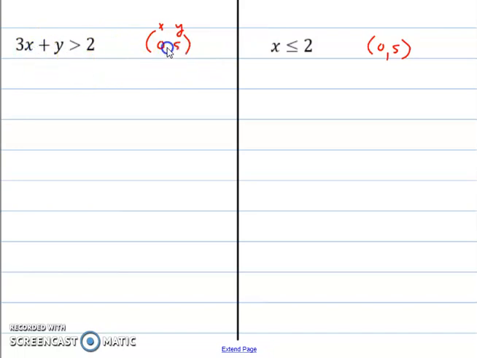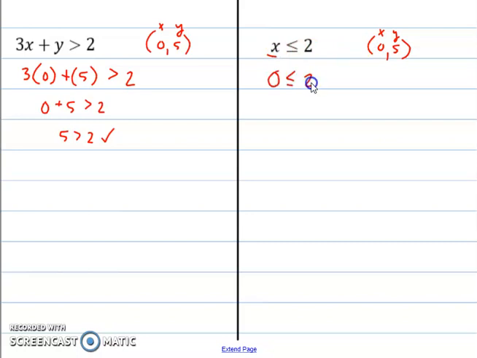All right, so wherever x is 0, wherever y is 5. So 3 in parentheses times 0 plus y is now 5 is greater than 2. All right, so 0 times 3 is 0 plus 5 is greater than 2. 5 is greater than 2. Yay! All right, over here we have x and y, but we only have x, so I just plug in the x value. 0 is less than or equal to 2. 0 is less than 2. That's true. Woohoo! All right, our solution set is all right.